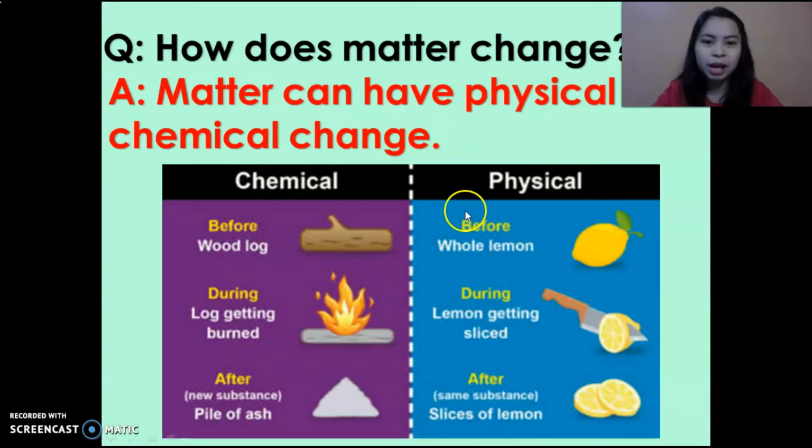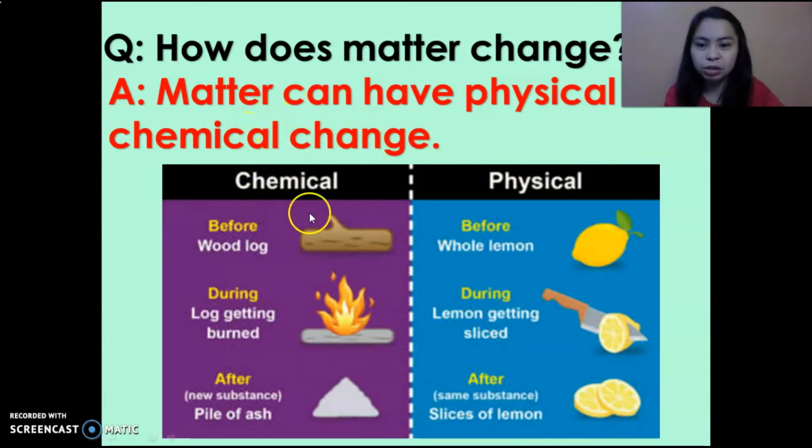Okay, so I will give you an example of that change. For example, we have here for the physical change, a whole lemon. After that, I will slice the lemon, and after slicing the lemon, you will have slices of lemon. But as you can see, nothing happens. It's just the same. After you slice the lemon, you still have the lemon, right? So that is an example of a physical change. How about the other one?